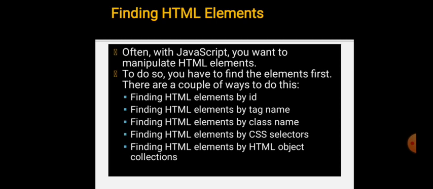There is also one function for finding an HTML element by using CSS selectors. Then there is one function for finding an HTML element by using HTML object collections. So we need to discuss all these functions in a detailed manner.